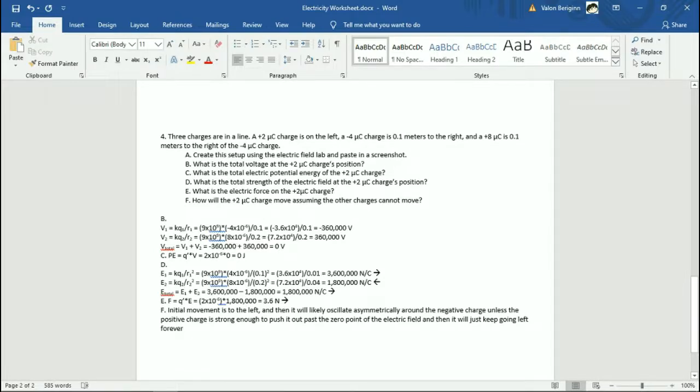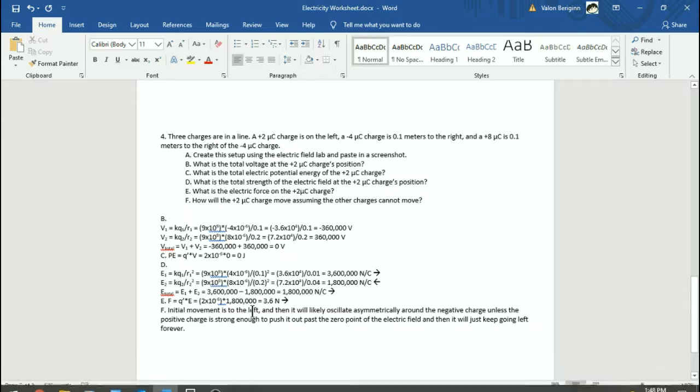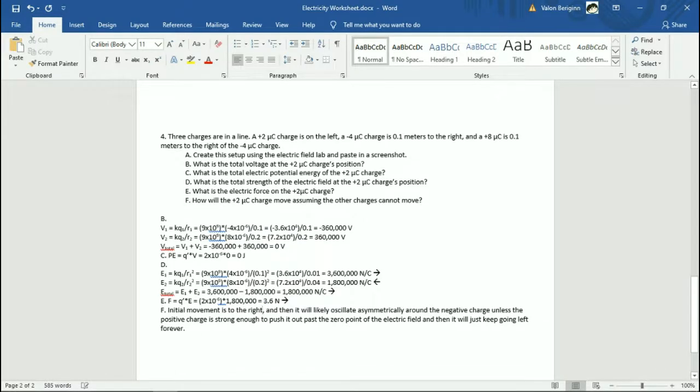That's too much information, honestly. You don't need to... Oh, initial move is not to the left, it's to the right. Okay. Initial moves to the right. So, yeah, that's too much information.